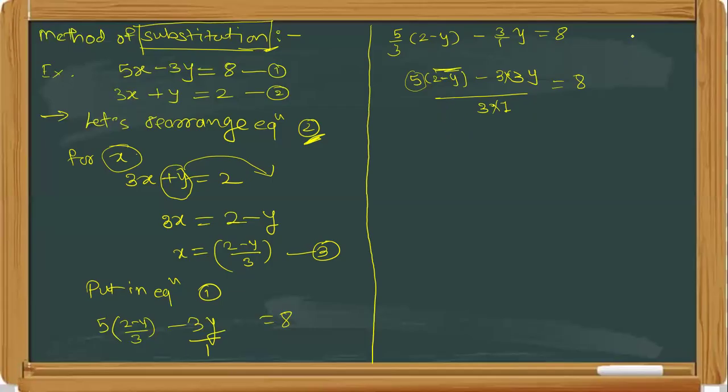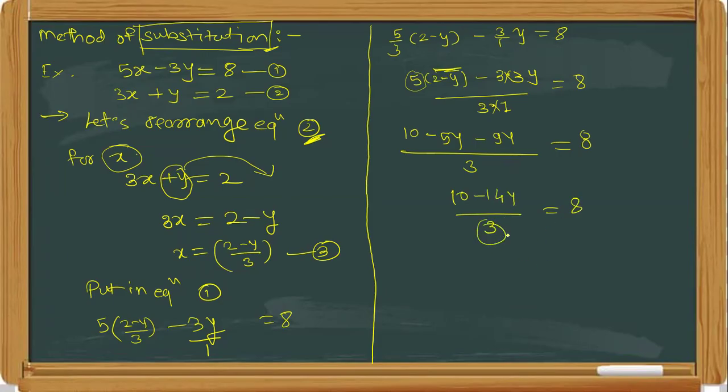Got this? Scalar multiplication, of a scalar with a binomial. So it will be what? Tell me the answers. I will write and you tell me. Now it's minus 5 minus 9. So it will be what? Minus 14y upon 3 equals 8.